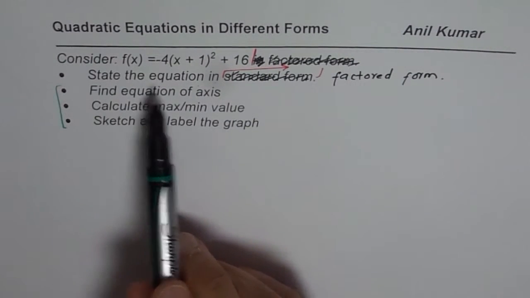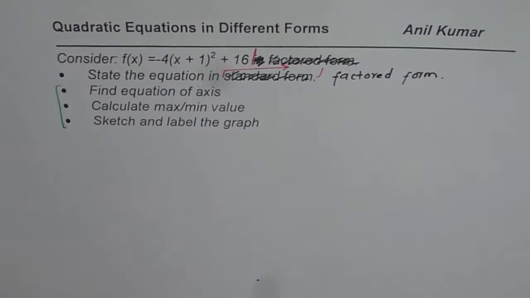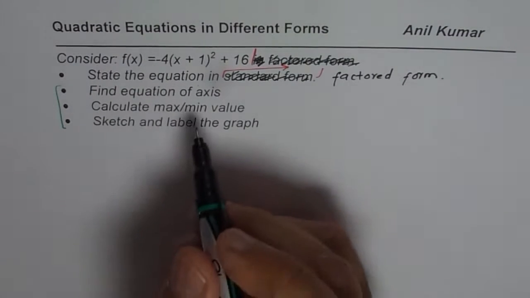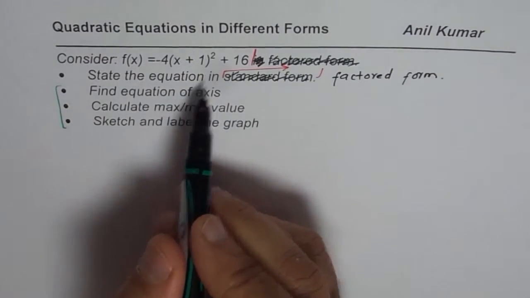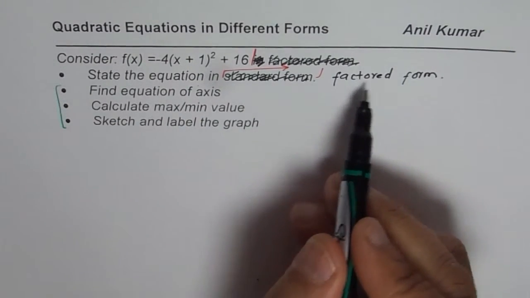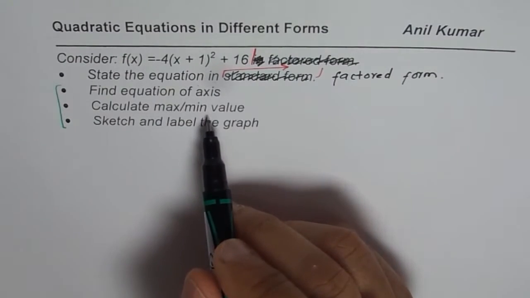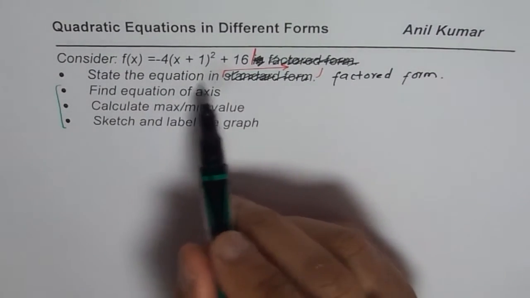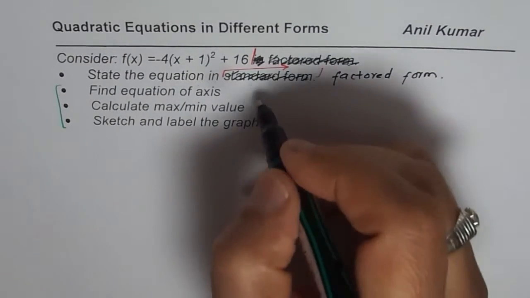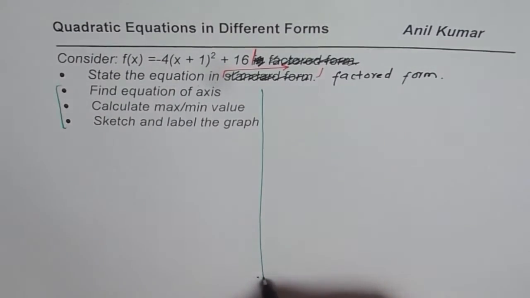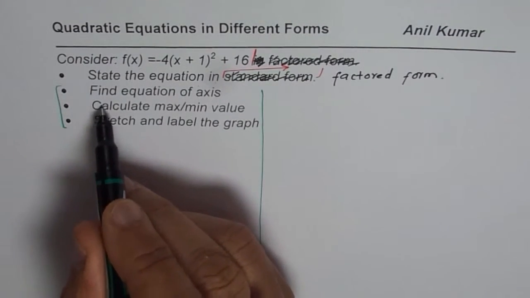Part 1 is state the equation in factored form. We'll look into this in greater details. So what I will do now is first sketch the function, right? And then we'll go for factored form and then complete our graph. So that is the approach which I'm taking for the time being. So let's keep this like this, and I'll start with second, third, fourth.